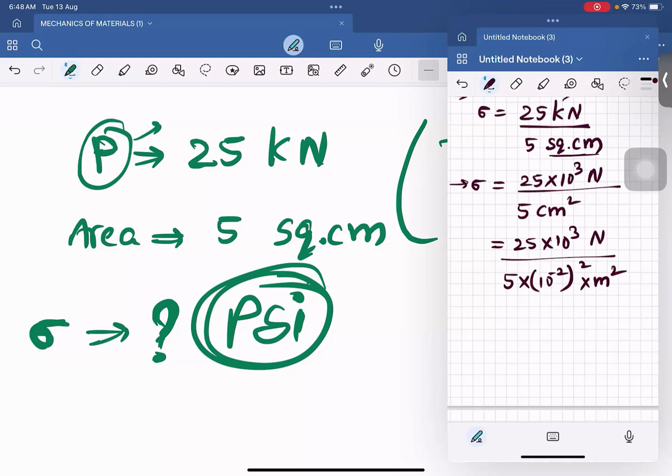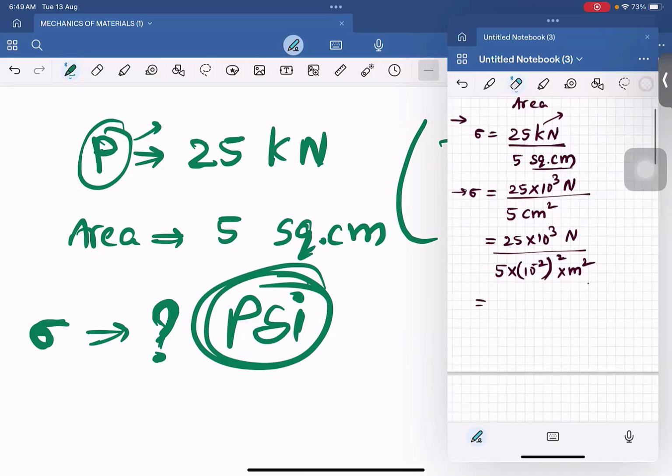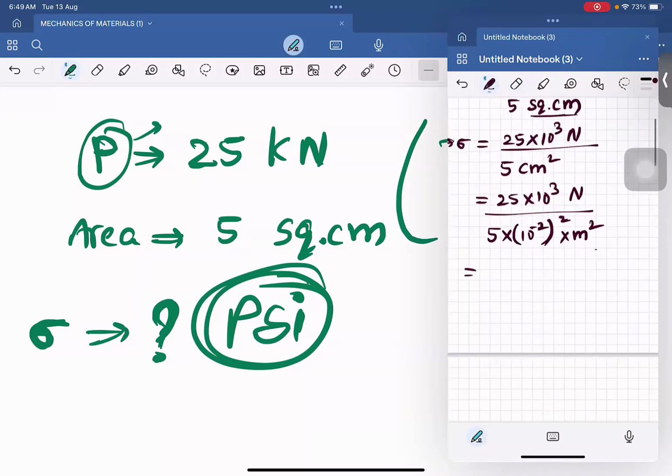Then use the calculator. Just feed the data as simple as that: 25 into 10 power 3 by 5 into 10 power minus 4. These are some basic maths from our school days: 10 power minus 2 whole power 2 will be 10 power minus 2 into 2, that is 10 power minus 4. Just remember that. So in my calculator, I am feeding 25 into 10 power 3 by 5 into 10 power minus 4. So I got the answer.